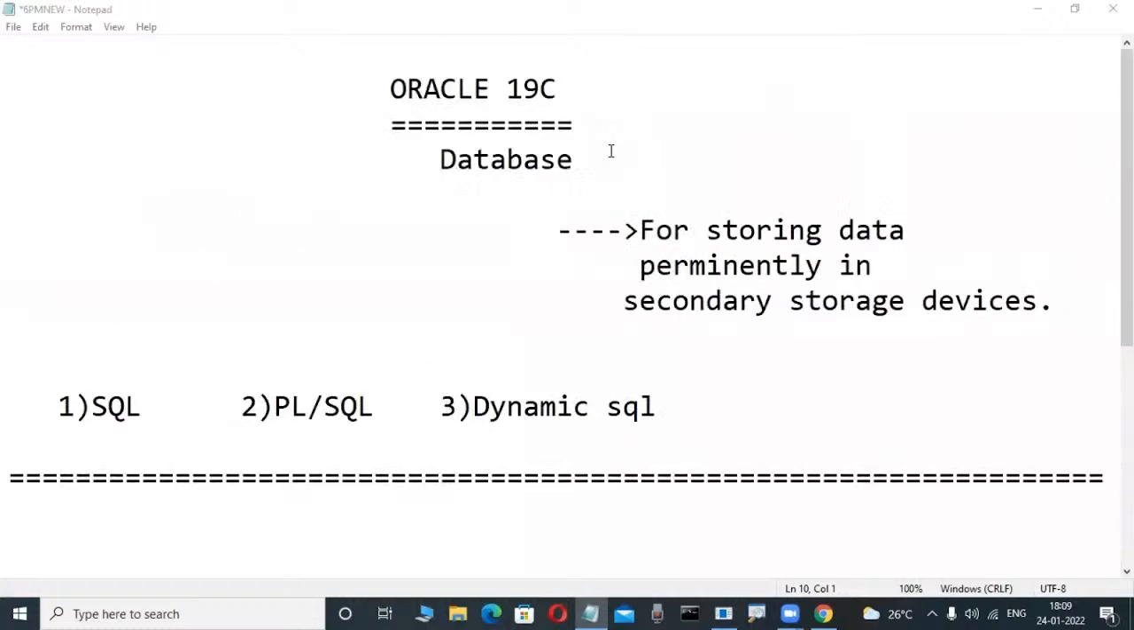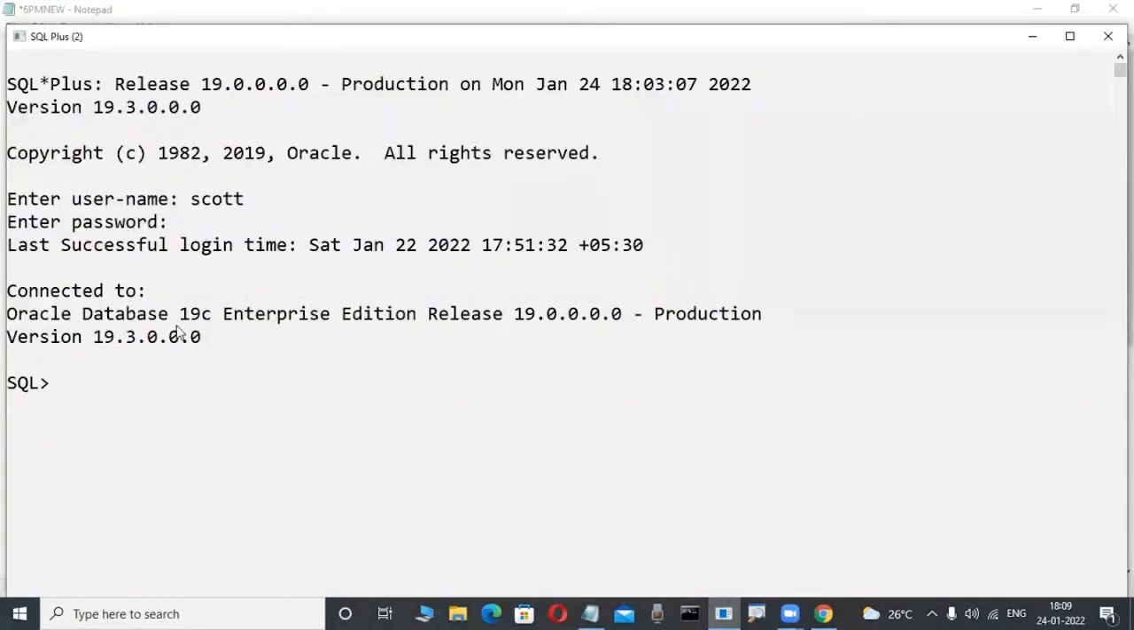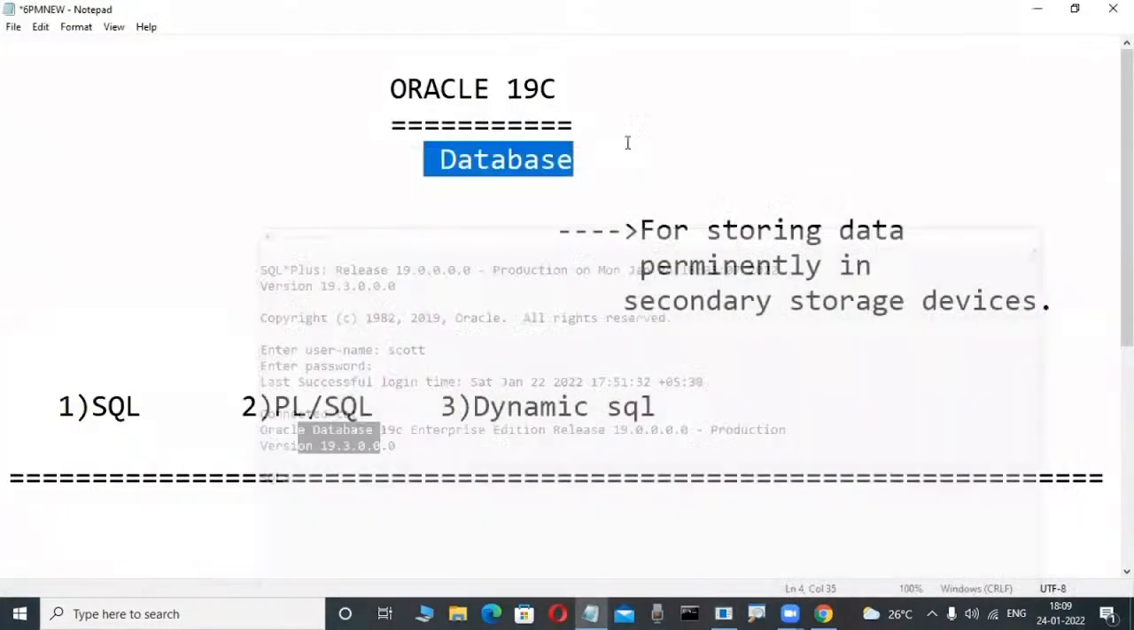Concentrate here. What I am telling anybody not attending the previous classes, don't be afraid, don't worry. Simple. Oracle is a product from Oracle Corporation. 19c is a version. Don't worry. This Oracle is a database product. Okay, fine. This is a database product only. Previous class notes. Okay, just for the idea.